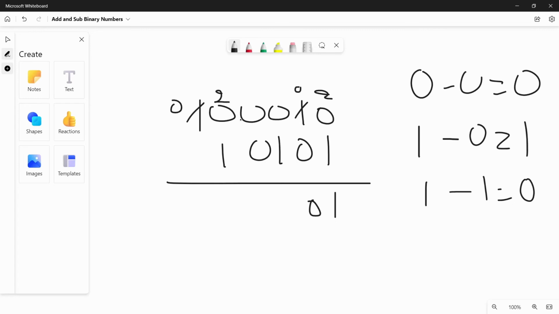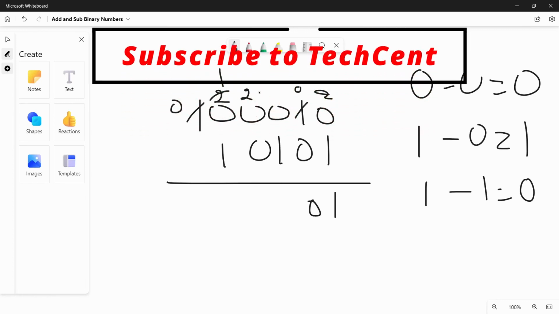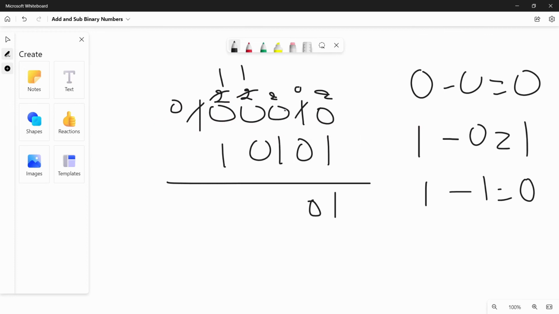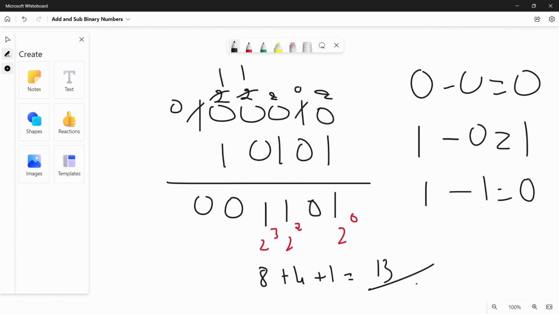Again, I need to borrow a 1. So I'll borrow a 1 from 2. This one will become 1 and this one will become 2. Again, I need to also borrow another 1. So this one will become 1 and here I'll get 2. 2 minus 0 is 2. 2 minus 1 is 1. 1 minus 0 is 1. 1 minus 1 is 0 and this 0 will slide down. Now let's convert this binary number to decimal. 12, 13. And so we got 13.